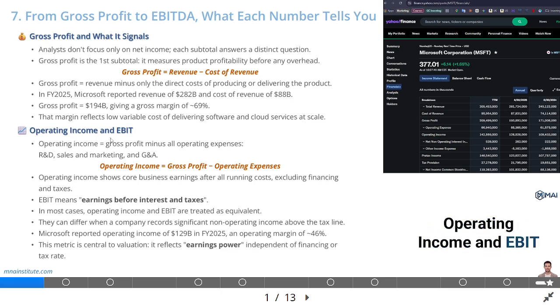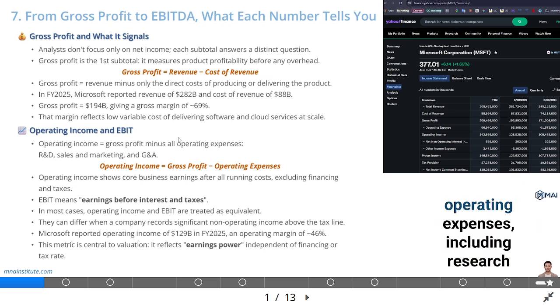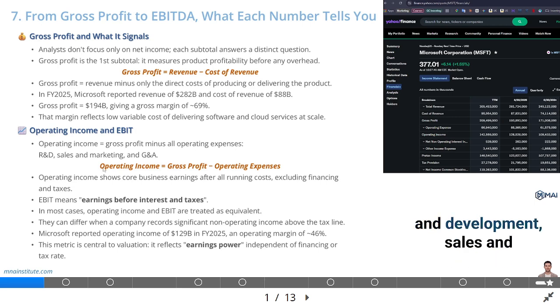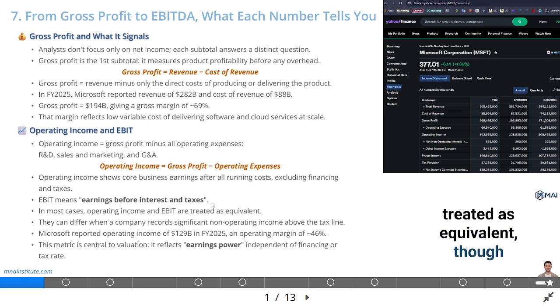Operating income and EBIT. Operating income takes gross profit and subtracts all operating expenses, including research and development, sales and marketing, and general and administrative costs. Operating income shows what the core business earns after covering every cost required to run it, excluding financing costs and taxes. EBIT stands for earnings before interest and taxes. In most cases, operating income and EBIT are treated as equivalent, though they can differ when a company records significant non-operating income above the tax line.